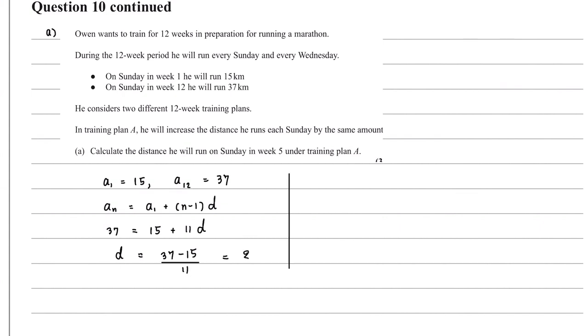That's the common difference. So now we can find the distance in week 5, which is A5. So A5 will be A1 plus 4d, which is 15 plus 4 times 2. And the answer is 23 kilometers in week 5.